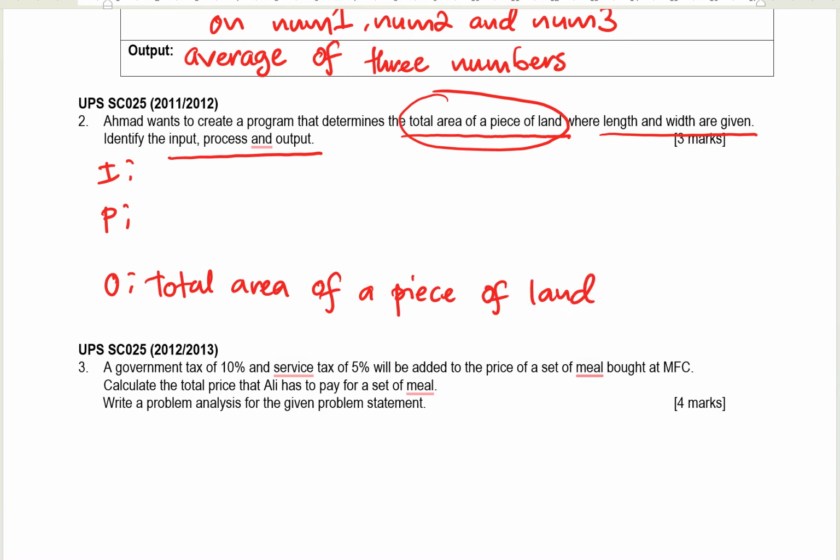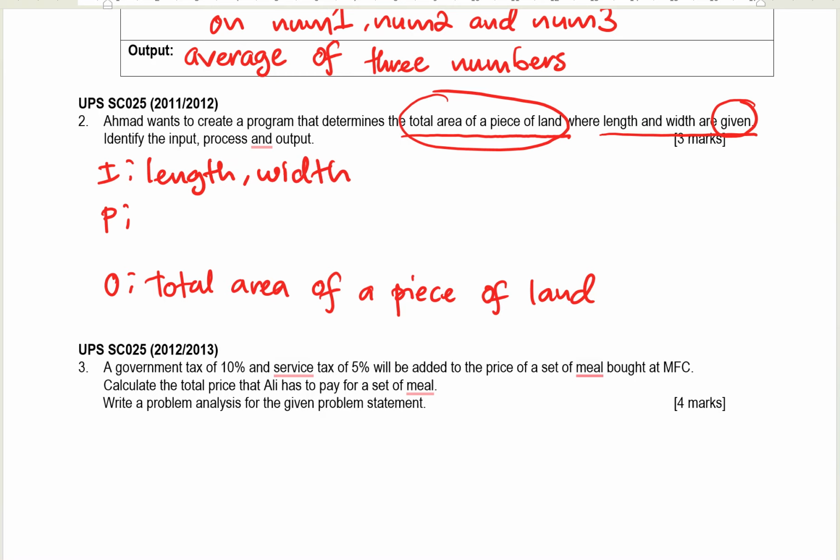Right, next, how about the input? So in the question, it mentioned that the length and width are given. Means that this is the input. So to get the total area of a piece of land, you have to insert length and also width. You have to separate by comma. Okay, length and width, separated by comma.